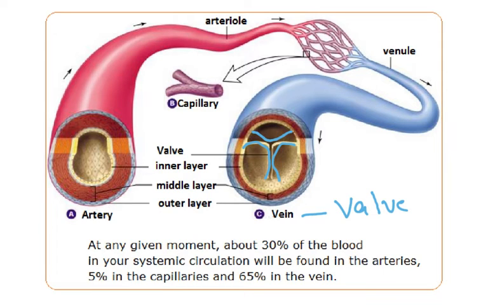At any given moment, about 30% of the blood in your systemic circulation will be found in the arteries, 5% in the capillaries, and 65% in the veins. Why? Because the veins have a large lumen. So more volume is circulating at a certain point in time.